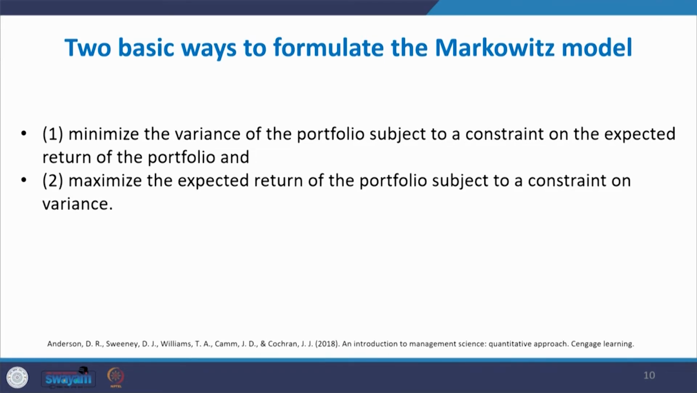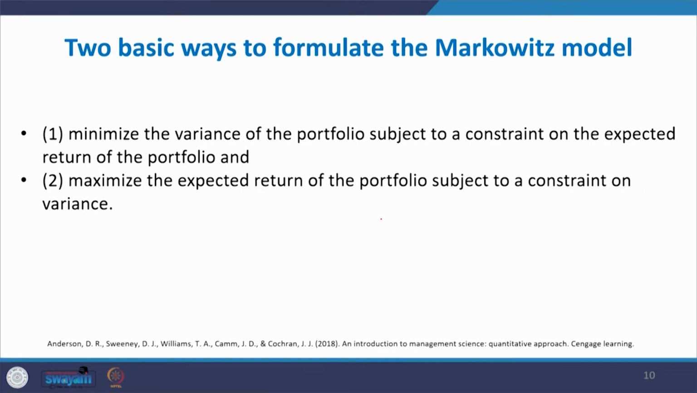Fundamentally, there are 2 basic ways to formulate the Markowitz model. One way is minimizing the variance of the portfolio subject to a constraint on the expected return of the portfolio. So, we can minimize the variance. What is the constraint? The expected return has to be achieved. Otherwise, we can maximize the expected return of the portfolio subject to a constraint on the variance.